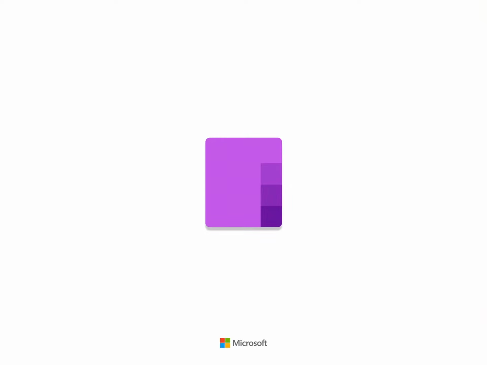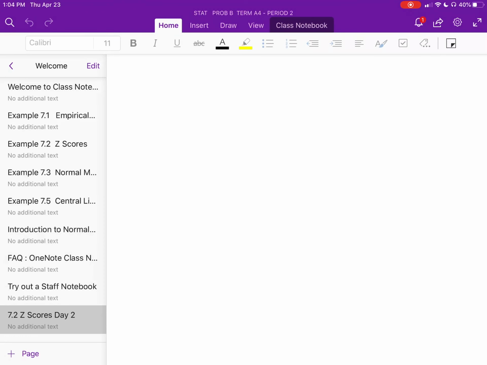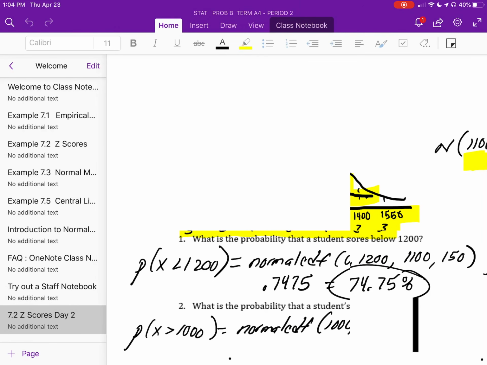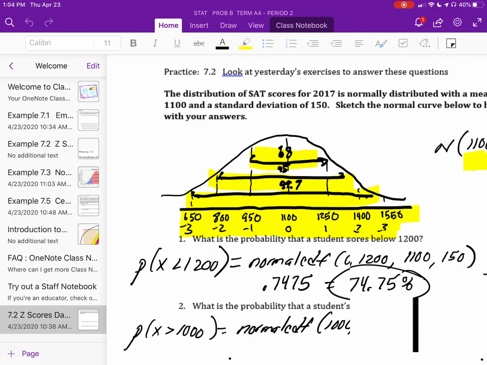The probability that my app is going to come back on, we'll see. Here we go. 0.74.